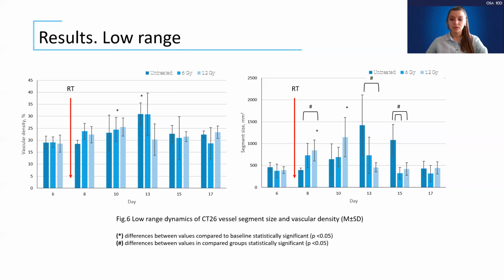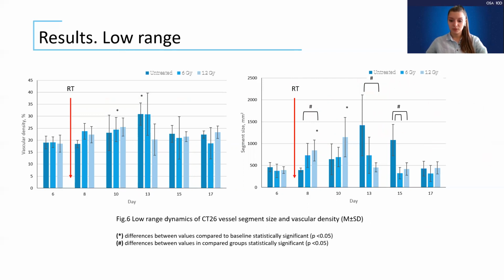The low range showed different results. Group segment size differences between 12 gray and untreated, and 12 gray and baseline on the 8th day may indicate formation of hemorrhages as a result of vessel destruction. Immediately after radiation, hemorrhages are formed and up to the 10th day an increase in values is observed relative to the control. Specified changes were observed until the 15th day of the experiment.